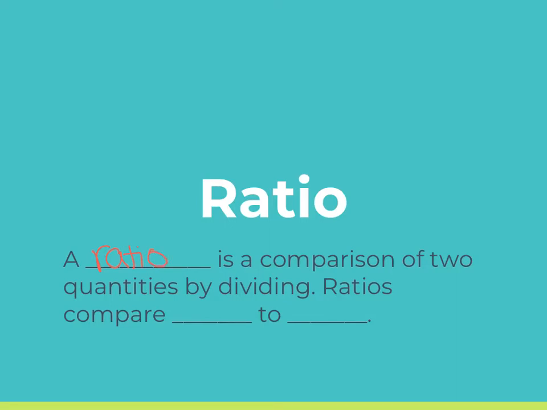is a comparison of any two quantities by dividing, and they are going to compare part to part. Okay, so I'm not comparing part to whole, I'm comparing part to part. So I could compare that if I have 15 kids in the class, and I have 8 girls for every 7 boys, that's a part to a part.